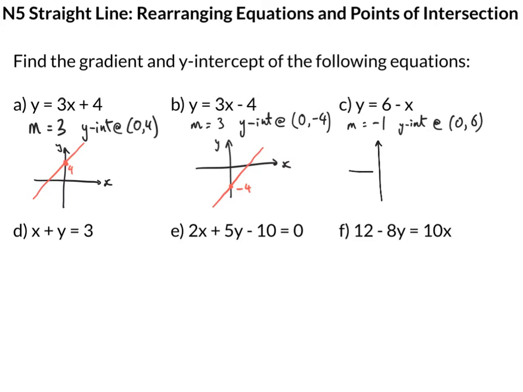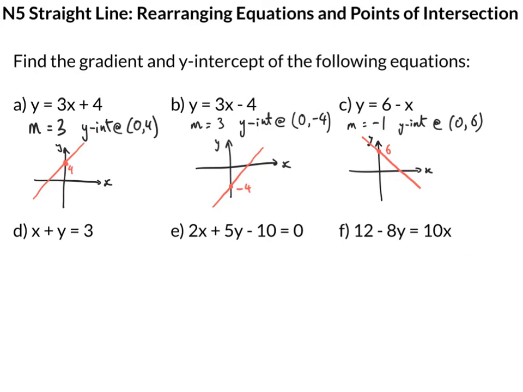To sketch this, again, x and y axis, my y-intercept is going to be at the point 6 on the y-axis. I have a gradient of negative 1, so a negative gradient is going to go downwards like that. We are able to pull the gradient and y-intercept out really easily when y is the subject, like it was in the first three here.